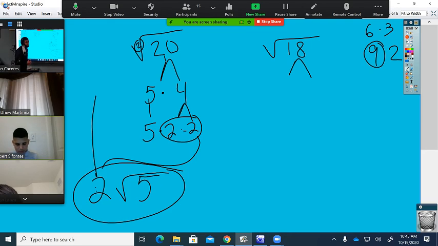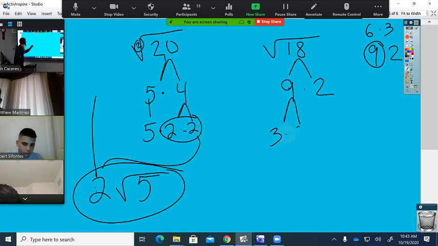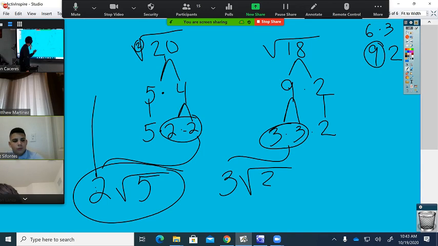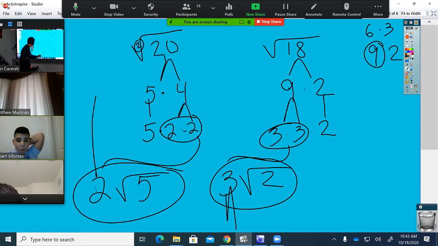So 18. 9 times 2 is 18. Now, I know 9 is a perfect square. It's going to give me 3 times 3. Bring this 2 down. Now, since the 3 repeats twice, it comes out once. What stayed in there? The 2. Done. If you want to check your answer out, 3 times 3 is 9 times 2, 18.